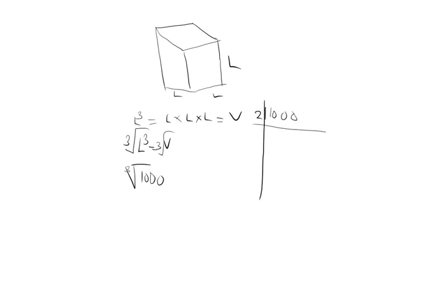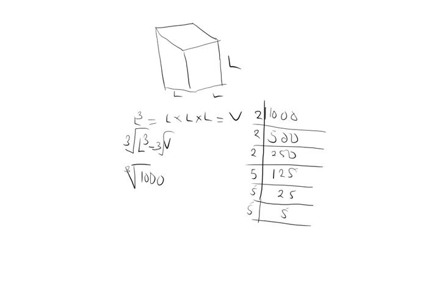Divide by 2, this is 500. When we divide by 2, we get 250. We divide by 2, we have 125. And because 125 cannot be divided by 2, we go to the next factor, which is 5, because 3 also cannot divide 125. So 5 gives us 25. When we divide by 5 again, we get 5. Divide by 5, we get 1.